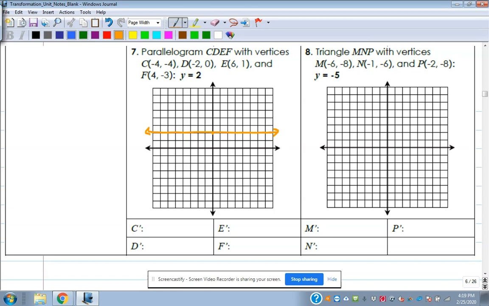So plotting our pre-image, C is at -4, -4. D is at -2, 0. E is at 6, 1. And F is at 4, -3.